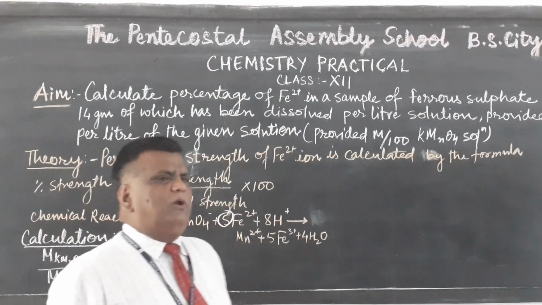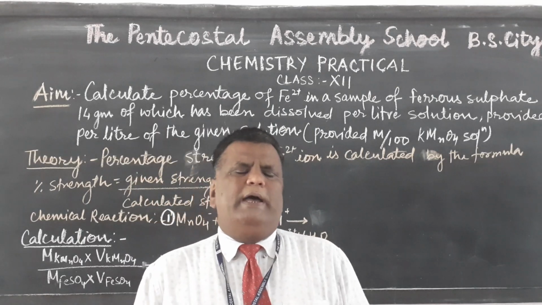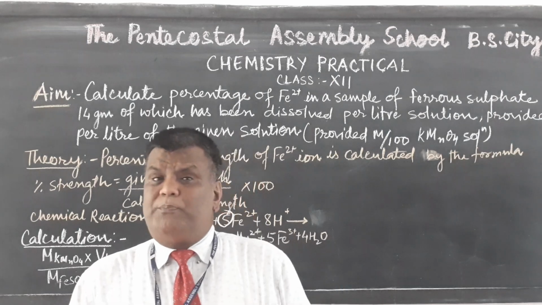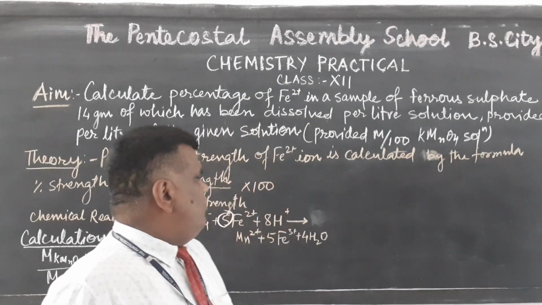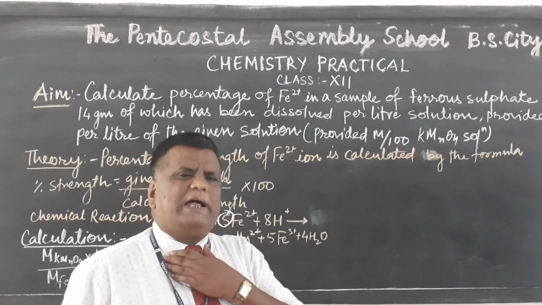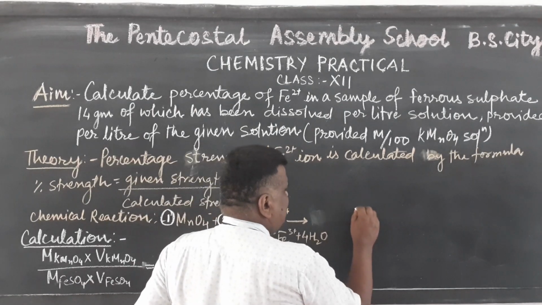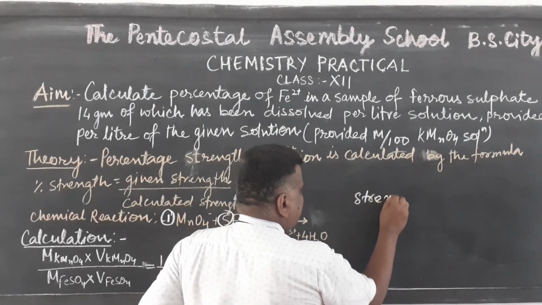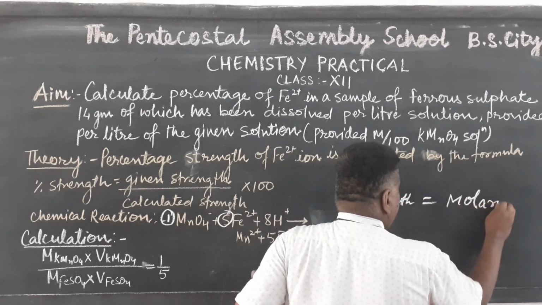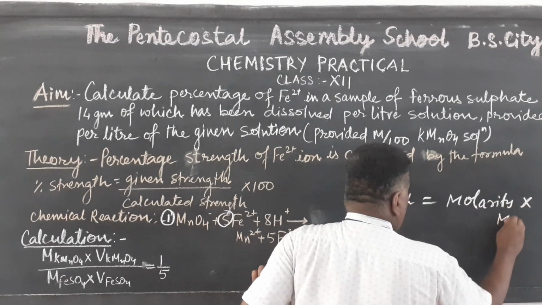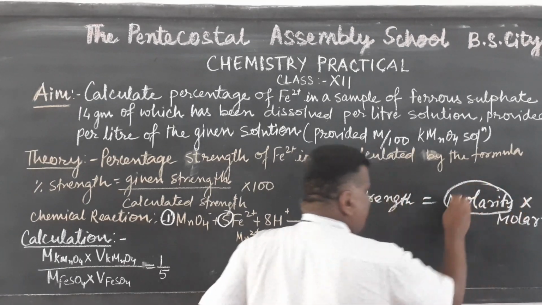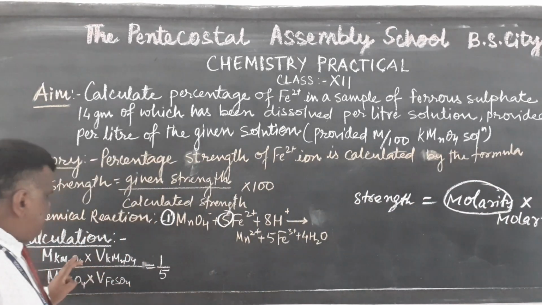So we find the molarity of FeSO4, and after that we can find the strength of FeSO4 by using the formula: strength is equal to molarity into molar mass. You write that one. Strength is equal to molarity into molar mass. You can find the molarity of FeSO4 by this relation.